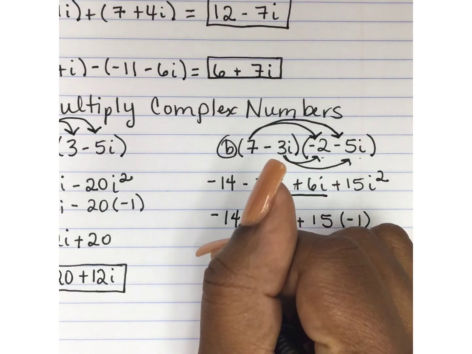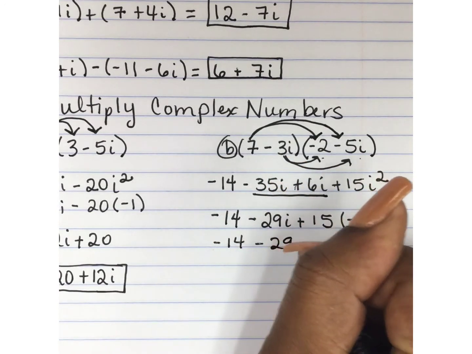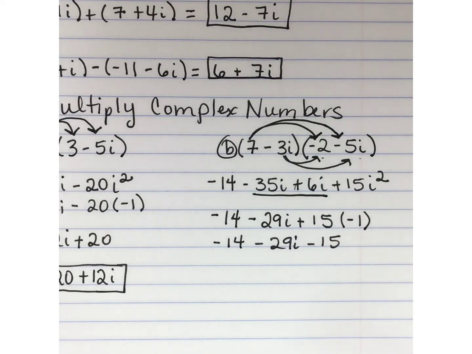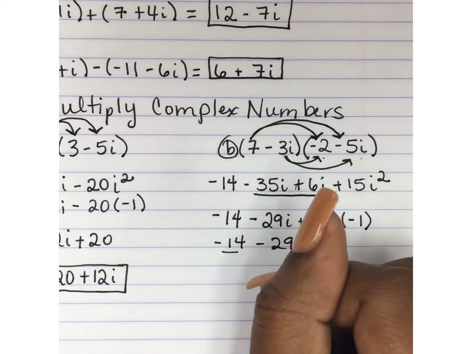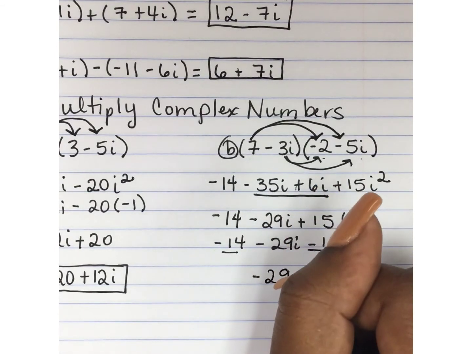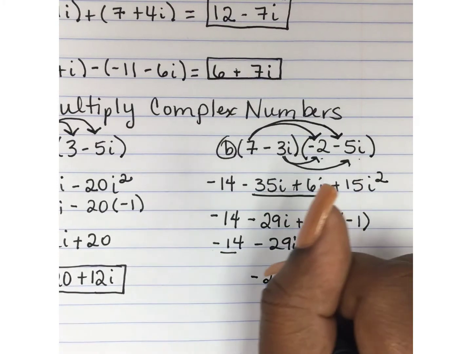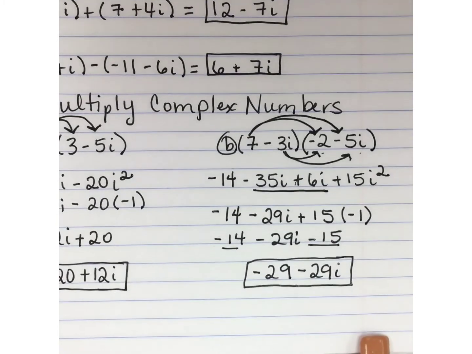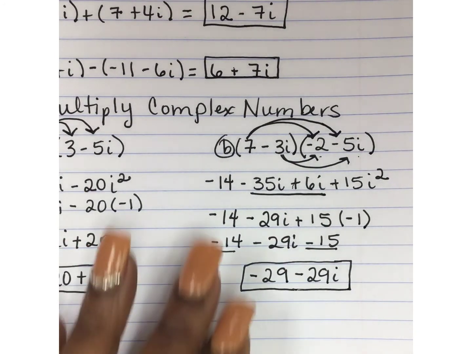And I simplify this to -14 minus 29i minus 15. And when we combine like terms, -14 and -15, we get -29 minus 29i. Make sure your real number appears first. Okay? Now that's when we multiply.